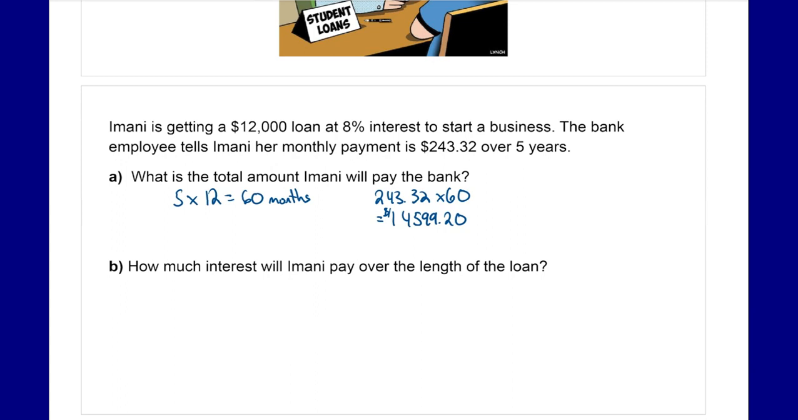The next thing we want to think about is, if that's how much she's paying the bank, how much interest did she actually pay? In this case, we take the $14,599.20 and subtract the amount of the loan, which was $12,000, and we get $2,599.20. So over the 5 years, you're paying an extra $2,600 roughly on that $12,000 loan. Again, that's the downside to taking out a loan. You're going to be paying back more than what you borrowed, and that's the cost of borrowing the money. It's just something you want to be mindful of.